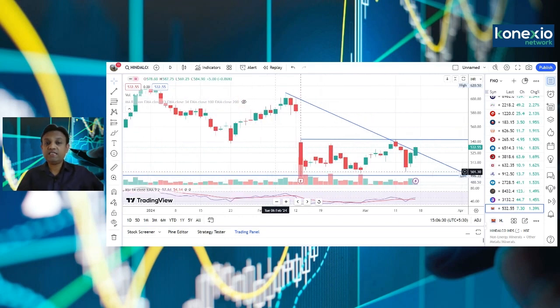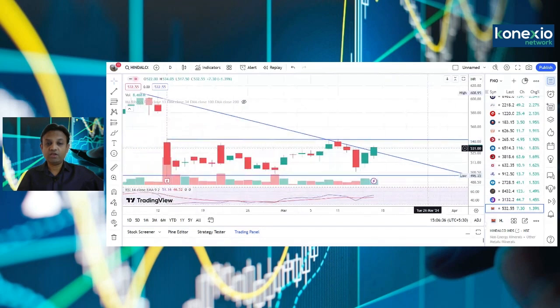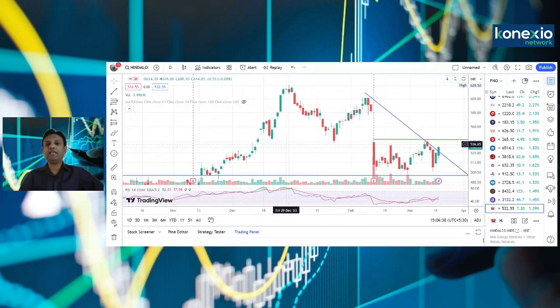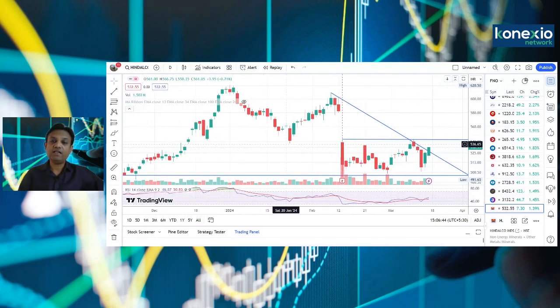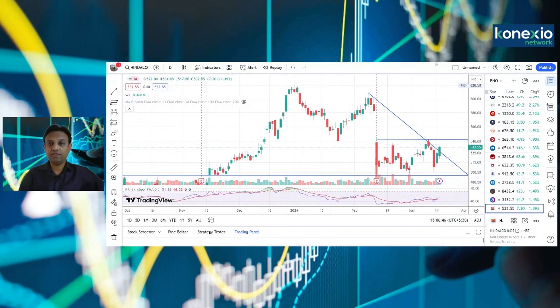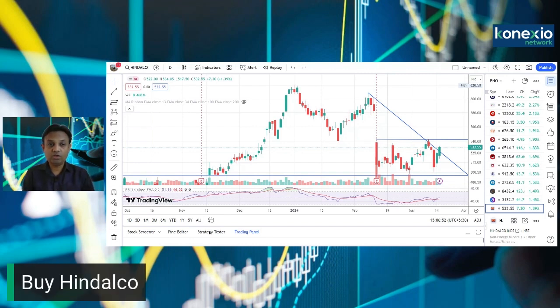Now you can clearly see there was a trend line breakout also, a downward falling trend line breakout supported with rising volumes, which is clearly indicating that the stock is showing some sort of resilience and it might give decent returns in the coming months. Definitely RSI is also positive. So this stock is looking good for a short to medium term investment.